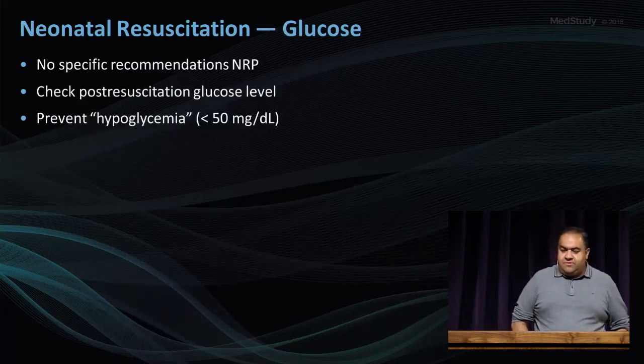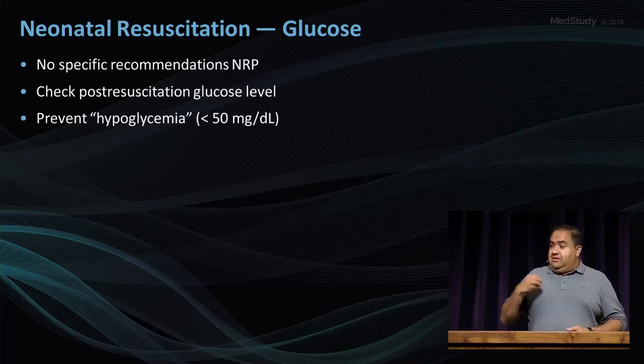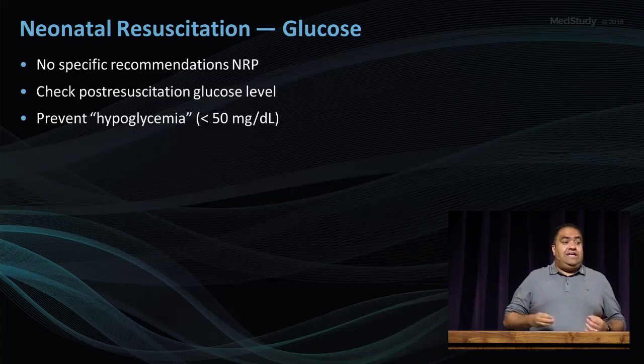Glucose, really no specific recommendations in NRP. You want to check a glucose level. If it's low, less than 40, then you want to intervene. The big thing to remember here is first assess the kid. If the kid is not in respiratory distress, meaning their respiratory rate is less than 70, you can feed the kid while you're waiting to do other things. So if you have a low glucose, look to see, can I feed the kid? If so, feed the kid.